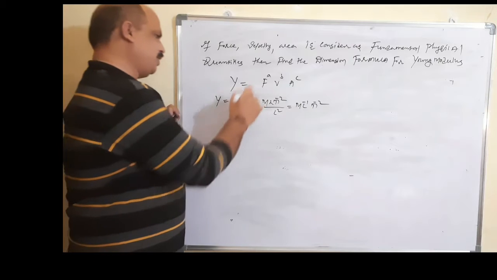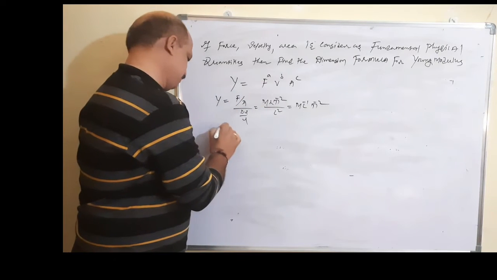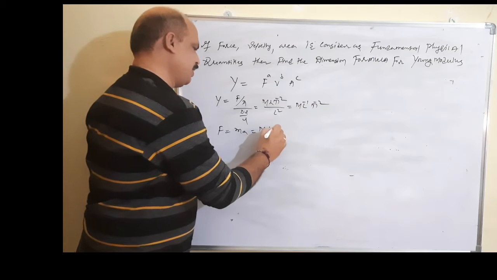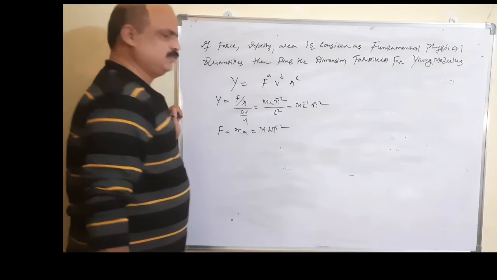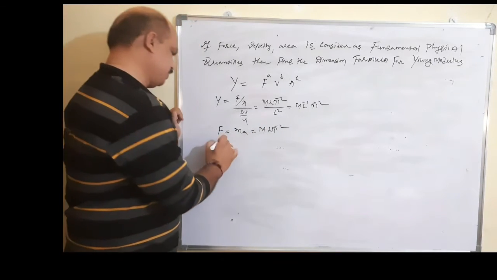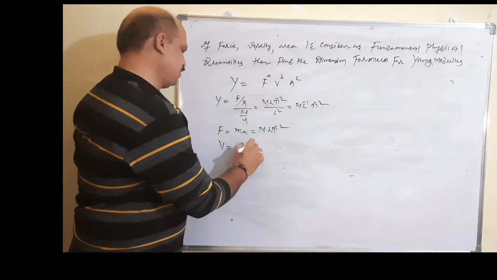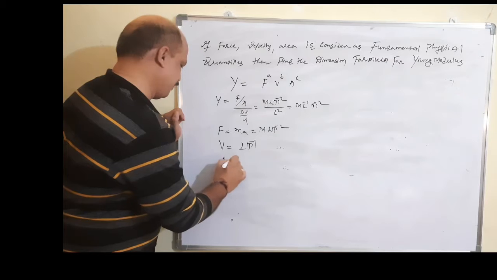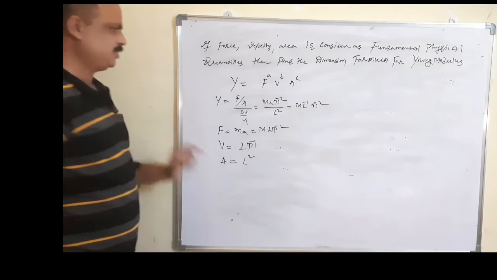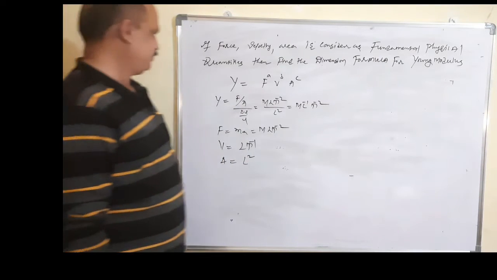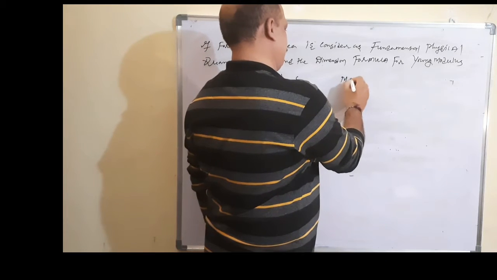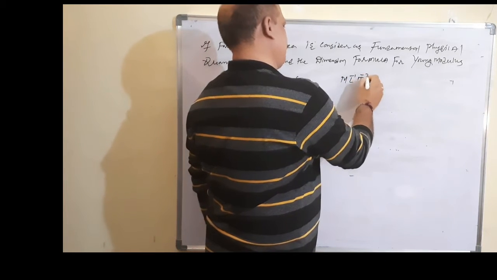Right. What is the dimension formula for force? Force F is equal to m a, M L T power minus 2. What is the dimension formula for velocity? Velocity dimension formula L T minus 1. And what is the dimension formula for area? L square. Substitute these values in this equation. Young modulus dimension formula M L power minus 1 T power minus 2.